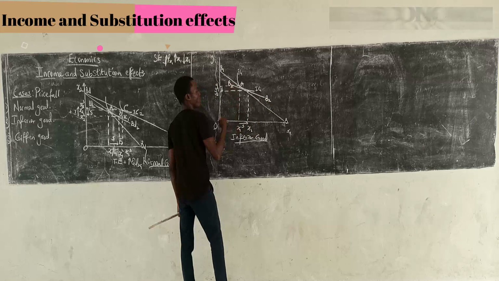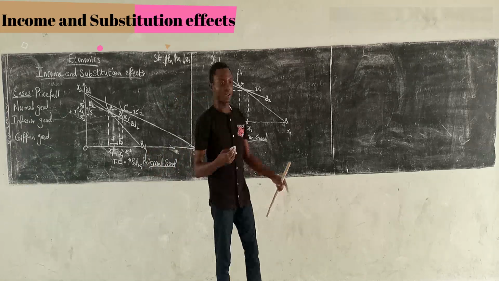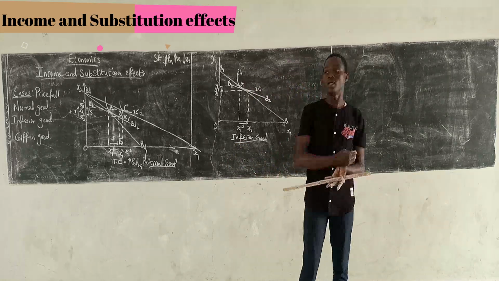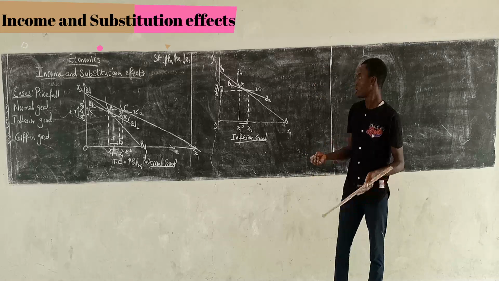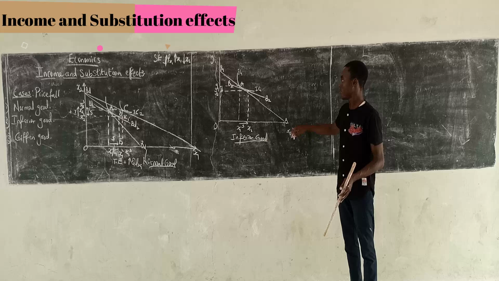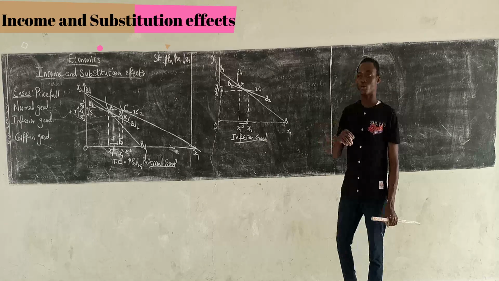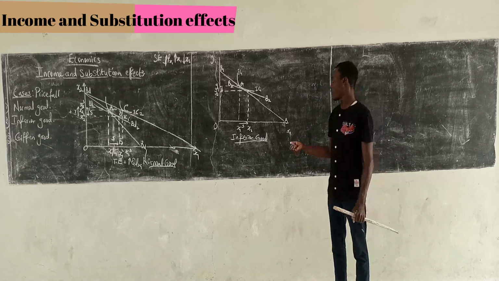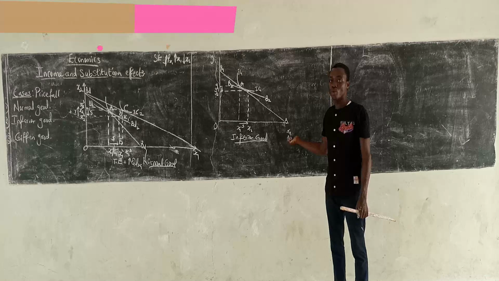Now for an inferior good, what happens? An inferior good is a good that you buy less of when you are richer and more of when you are poor. So here, this consumer has become richer because there's a fall in the price of X1. A fall in the price of X1 would mean that the consumer is going to buy less of X1, being an inferior good, and is going to buy more of commodity X2.